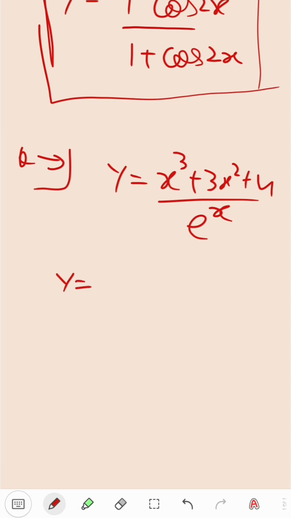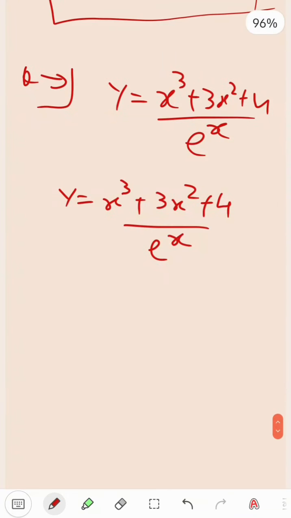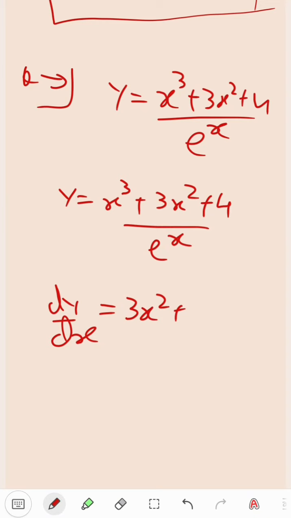So y equal to (x cube plus 3x square plus 4) by e to power x. Right, now we have to find dy by dx. So dy by dx would be the derivative of the first function, meaning the derivative of the numerator function, which is the derivative of x cube plus 3x square plus 4. That will give us 3x square plus 3 into 2x, plus 0. And if we write directly in simplified form, then it will give us 3x square plus 6x into the second function as it is, minus the derivative of the second function.